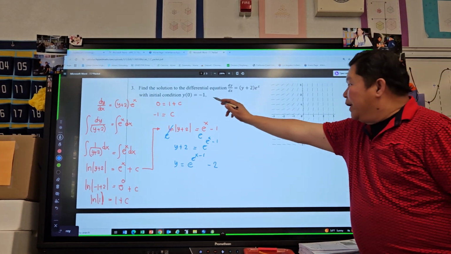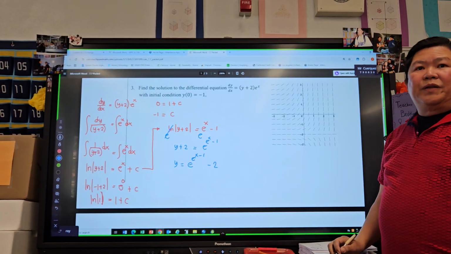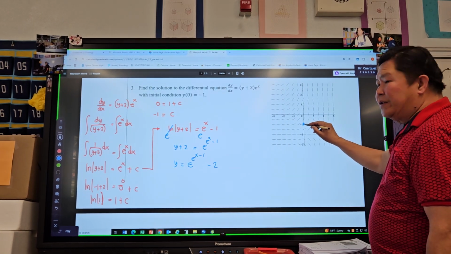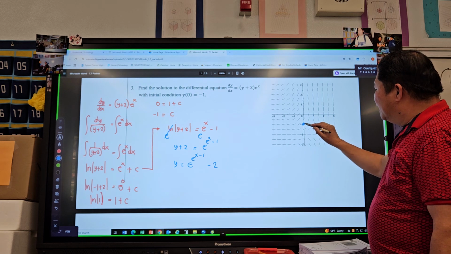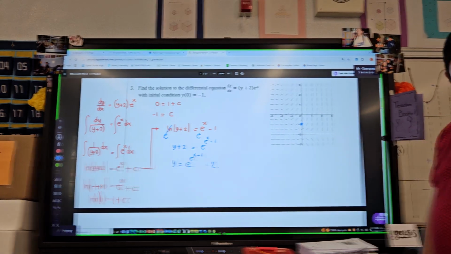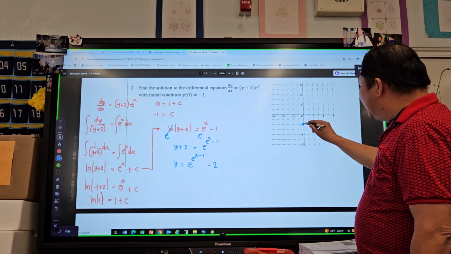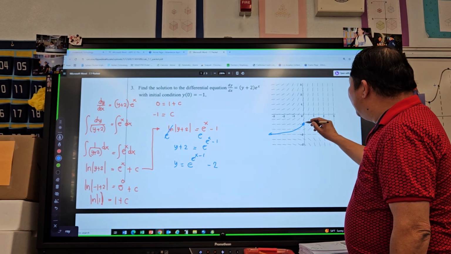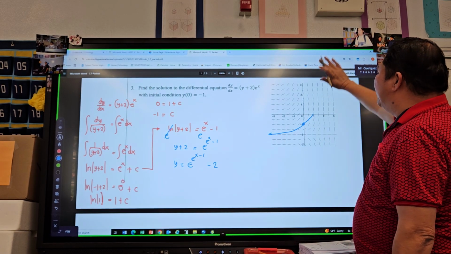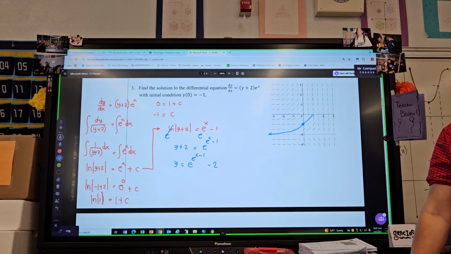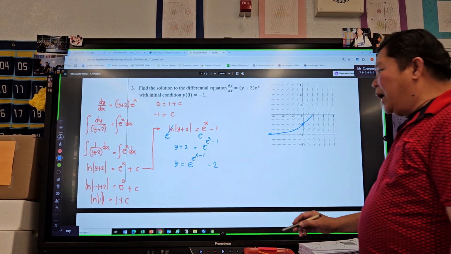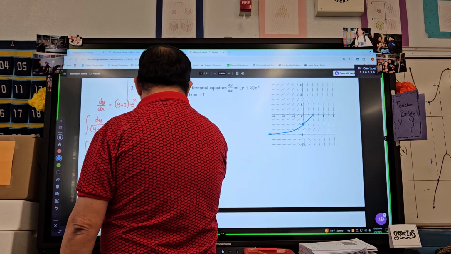Because if we have this 0 and then negative 1, it must be right here, right? 0, negative 1. Am I right, guys? So the graph looks this way. This is the behavior of the graph. Goes that way until here. So we don't have to do the positive, okay? So this is now the final answer.